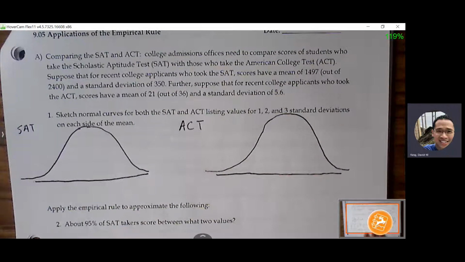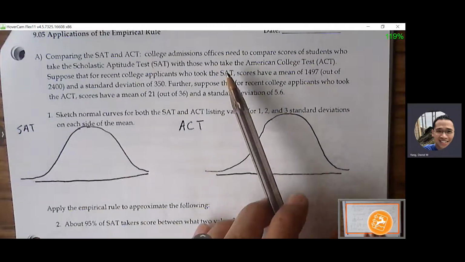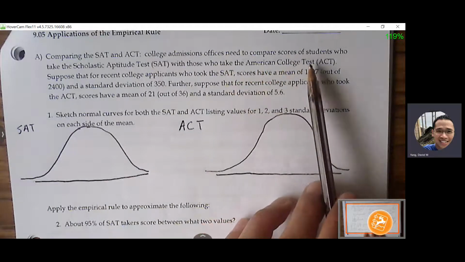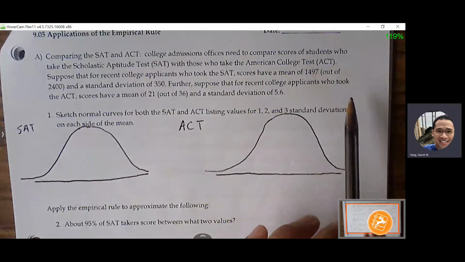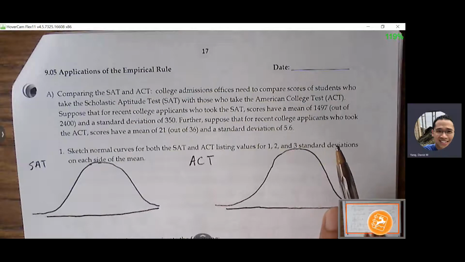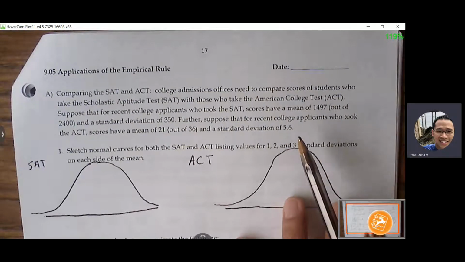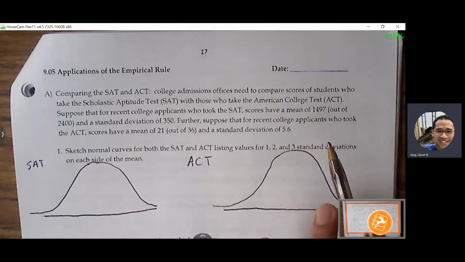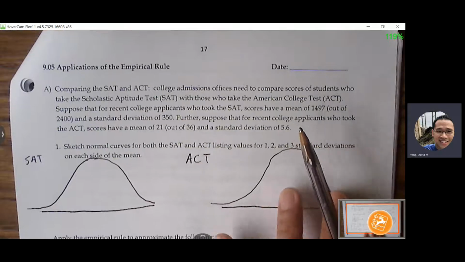Okay, comparing SAT and ACT. College admission offices need to compare scores of students who take the SAT and those who take the ACT. Okay, page 17. Open your package.